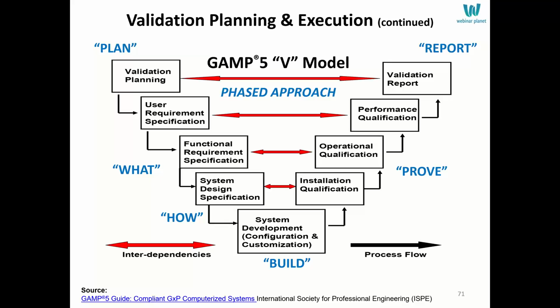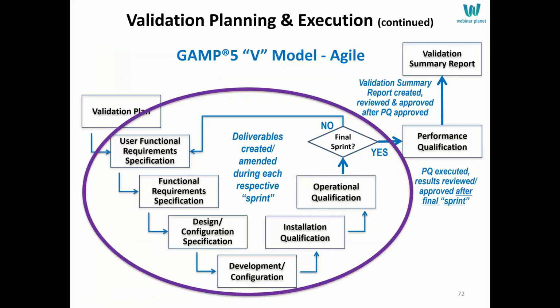So we saw the GAMP 5 model for the phased waterfall approach. We can adapt it for Agile. Here, you're mainly going to start with your validation plan, just as in a waterfall approach, but then you're going to create a subset of your functional requirements that are already very well groomed, very well refined, as granular as you can get them. And then you would take that subset of requirements into what you would call a sprint. The first sprint would include one subset of requirements.